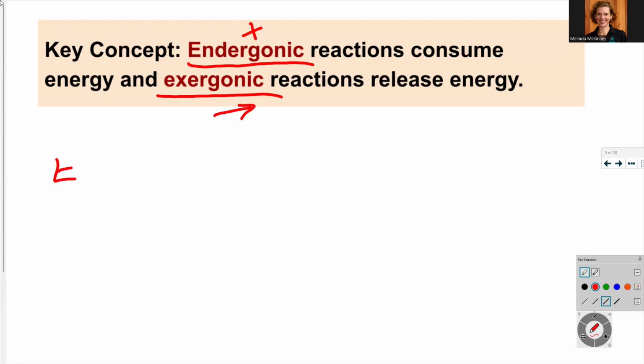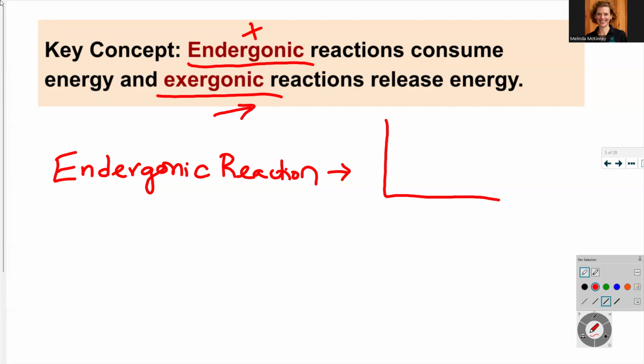So, endergonic reaction. These are going to be reactions that are basically going to create things that are in general more ordered. So it's going to oppose the first law of thermodynamics. So in this type of reaction, if we had a graph, okay, we're going to start with low energy and we're going to end with high energy.